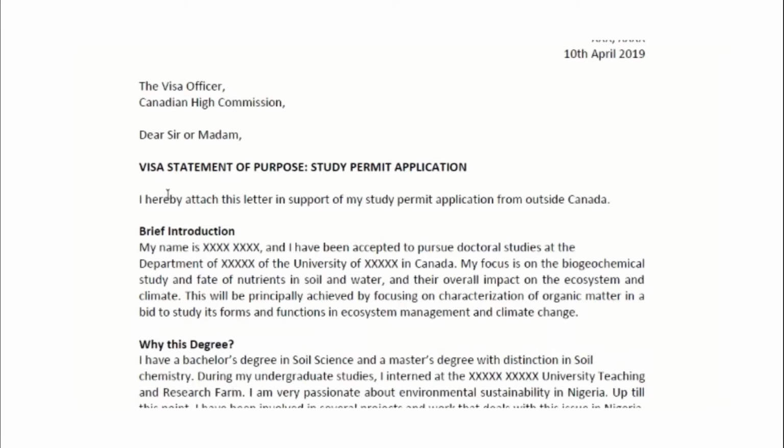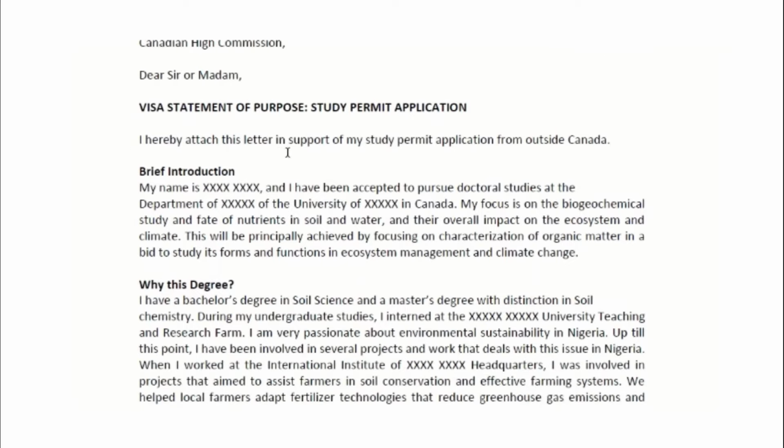So, dear sir or madam, and then visa statement of purpose. You can choose to centralize this and put it in the middle if you want. I hereby attach this letter in support of my study permit application from outside Canada.